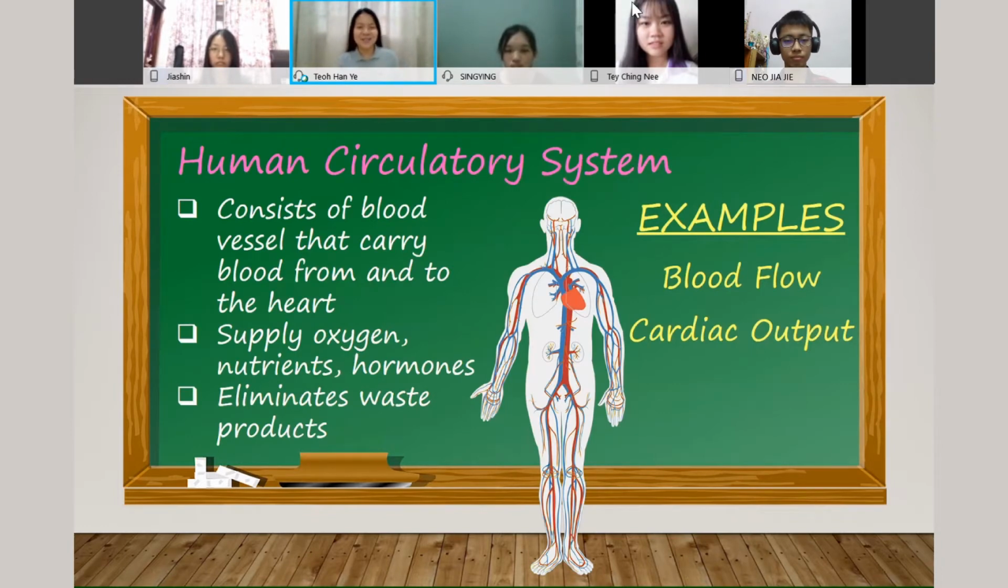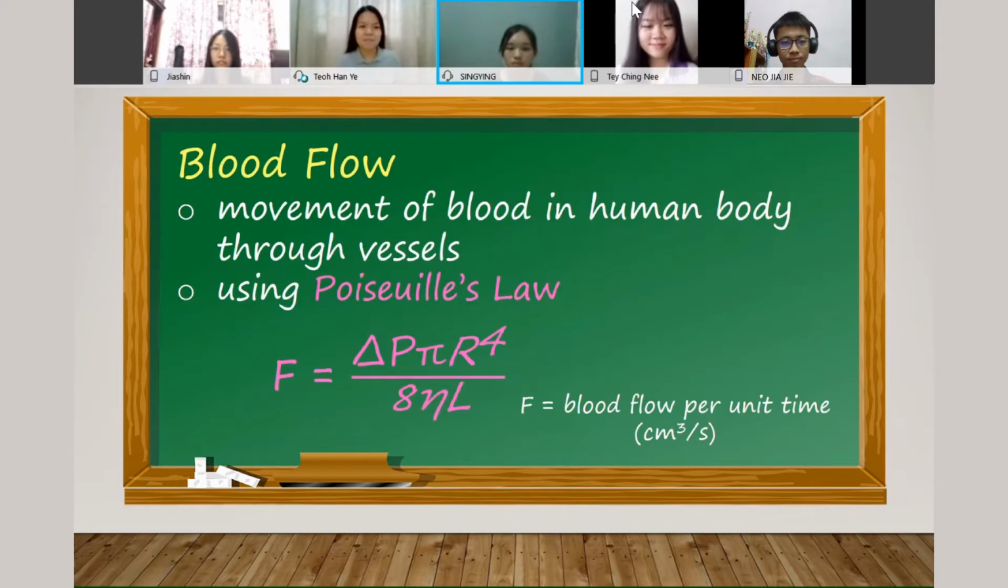The circulatory system is formed by the heart and vascular system, also known as the cardiovascular system, that consists of blood vessels that carry blood from and to the heart, supplying oxygen, nutrients, and hormones, and removing waste products such as carbon dioxide, CO2. In all of these, we have chosen two examples, which are blood flow and cardiac output. Next, I will pass to my members to continue and elaborate on it.